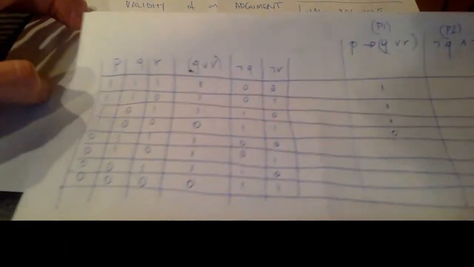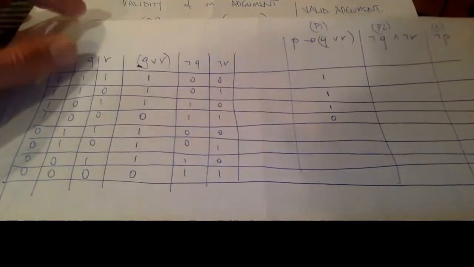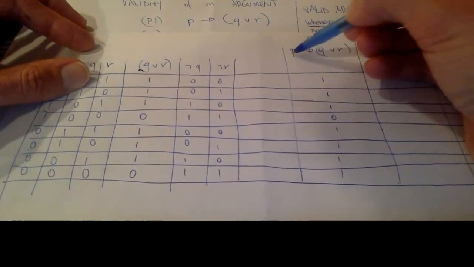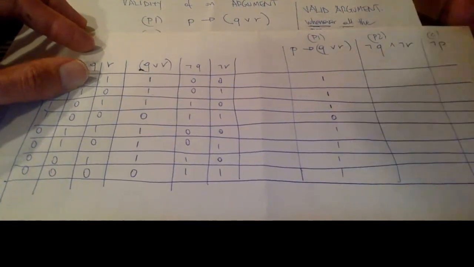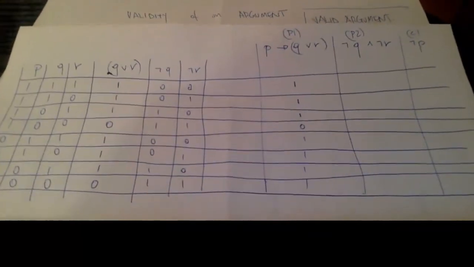Now, in all the remaining cases, what's interesting is that P always gets value 0. So that's easy. We can just write 1, 1, 1, 1. Because whenever the antecedent here gets value 0, the whole implication will get value 1.